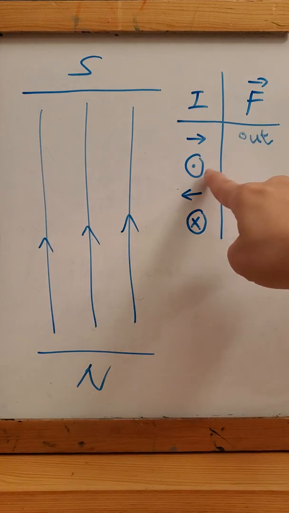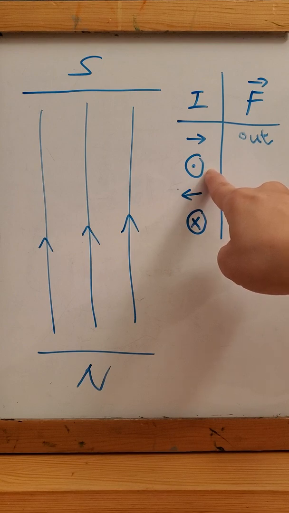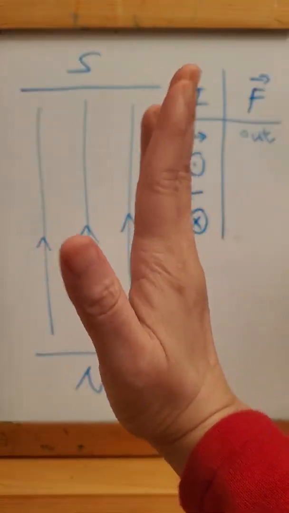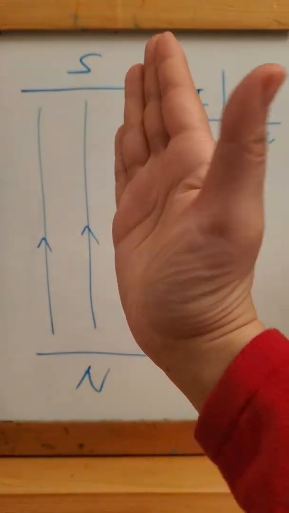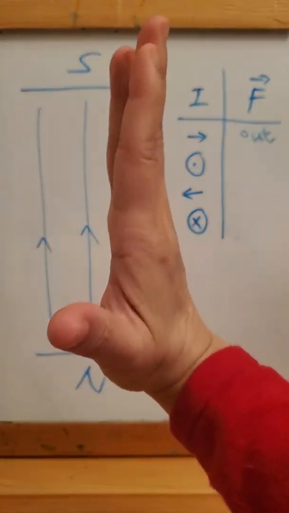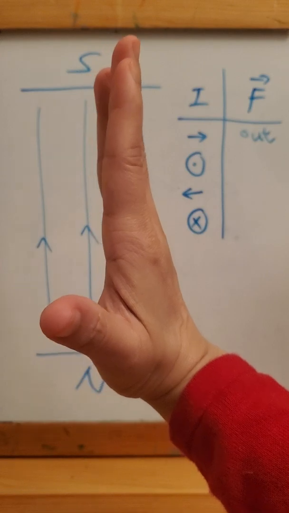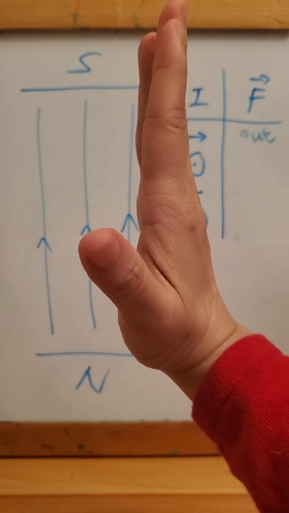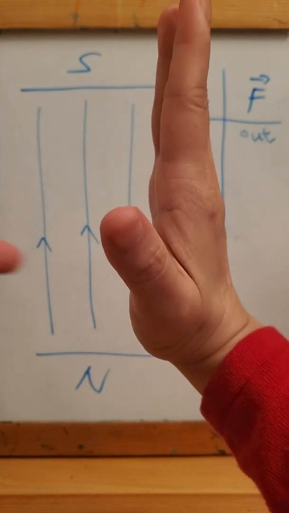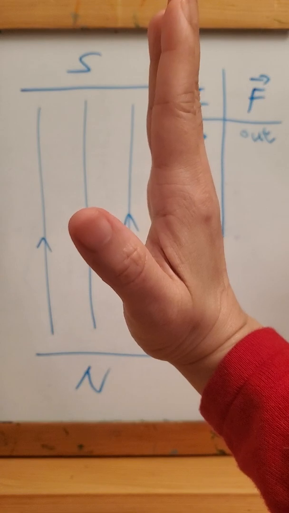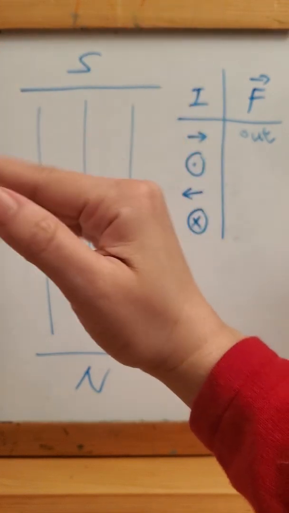Next, let's see what happens when the current is pointing out of the screen. Again, we will align the magnetic field first. And then we twist our hand until the current is pointing out of the screen, which is the thumb here. The thumb is pointing out of screen. As you can see, the palm is pointing to the left, so the force is pointing to the left.